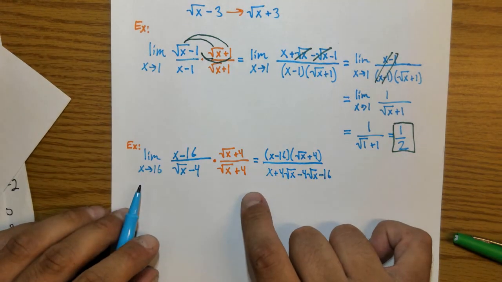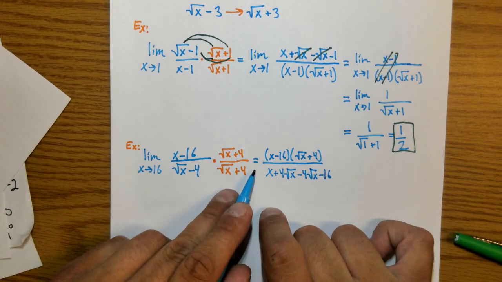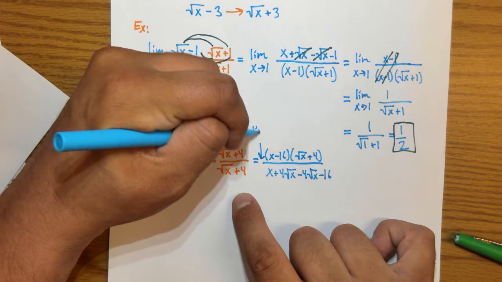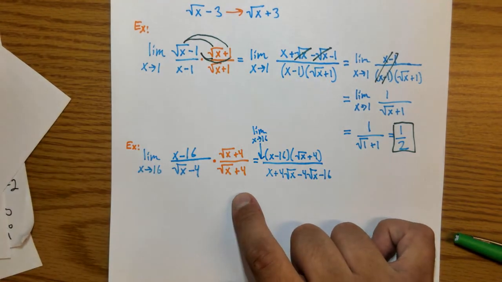Oh no, I goofed. I forgot to write my limit. Did you see that? Don't do what I did. I goofed. That should be right there. Okay, now we can go back to the math.